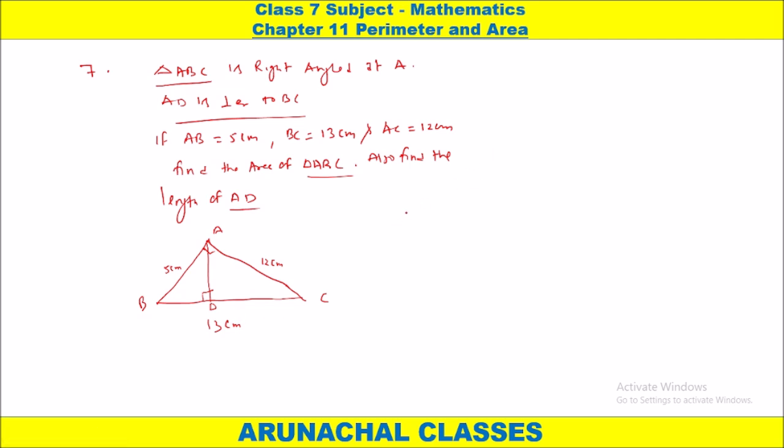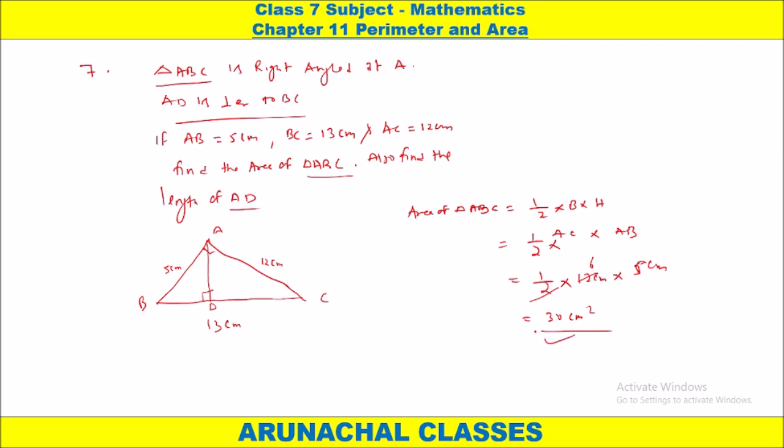Now let's see here. The area of triangle ABC will be half base multiplied with the height. Here I am considering the base as AC and the height will be AB because it's a right angle triangle. So half, AC is 12 centimeter and height is 5 centimeter, that is the perpendicular height. So 2 into 6 is 12, 6 times 5 is 30 centimeter square, that will be the area of this triangle. Now I need to find out the length of AD.